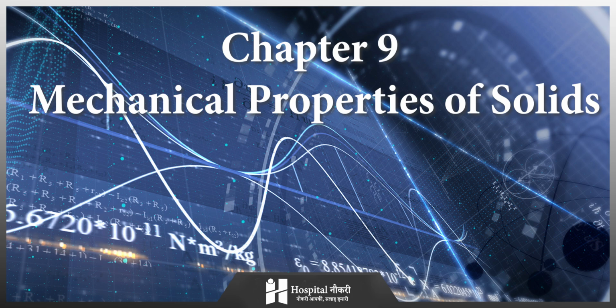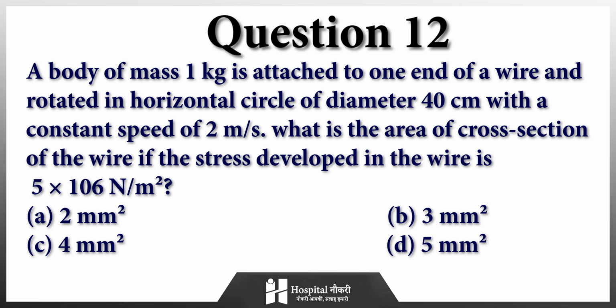Question number 1. A body of mass 1 kg is attached to one end of a wire and rotated in a horizontal circle of diameter 40 cm with a constant speed of 2 meter per second. What is the area of cross section of the wire if the stress developed in the wire is 5 multiplied by 10^6 Newton per meter square? Options are A 2 mm square, B 3 mm square, C 4 mm square, or D 5 mm square.